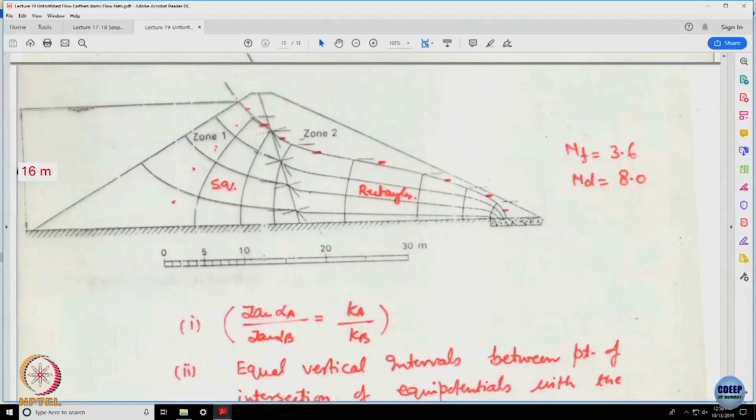They follow the geometry. So, here you have the equipotential of 100% and here you have the equipotential of 0%, because this is a filter layer. So, 16 head value is getting dissipated from this point to this point. How many head drops? 1, 2, 3, 4, 5, 6, 7, 8. Clear? So, I have got NF by ND.